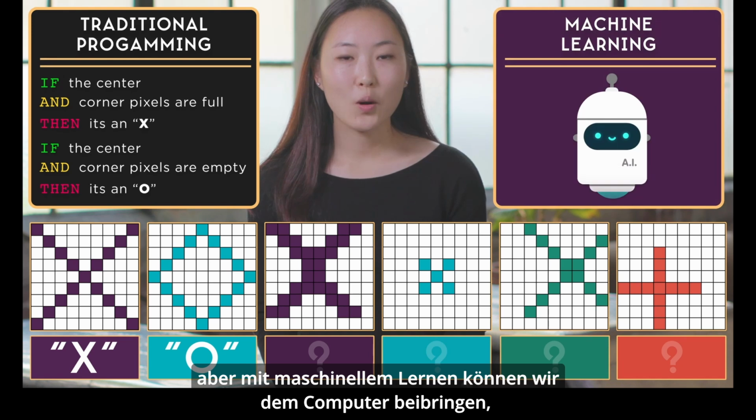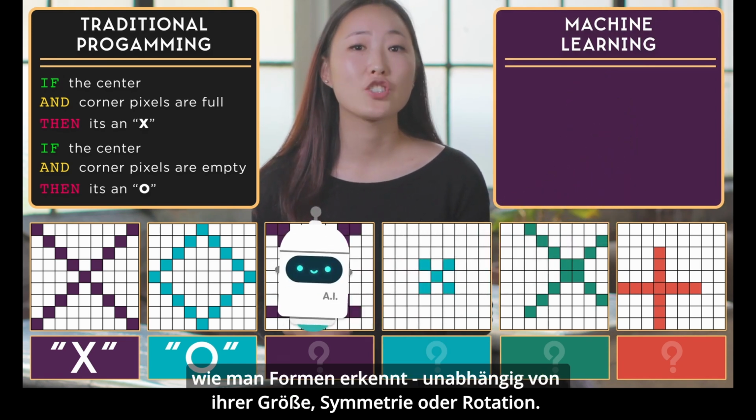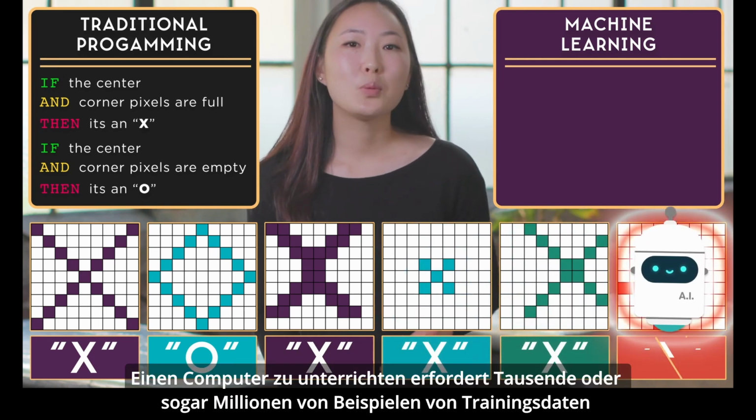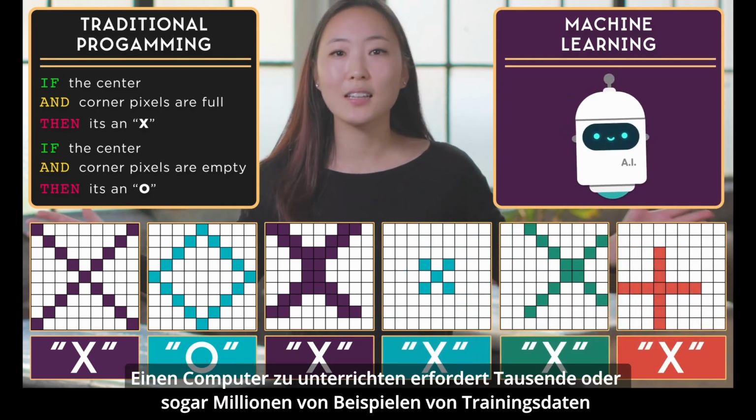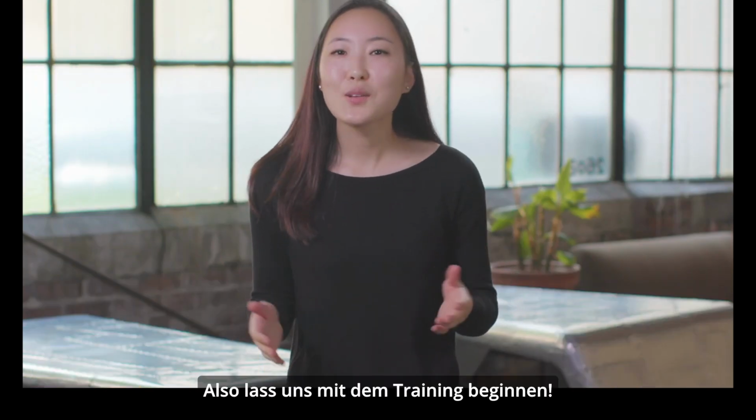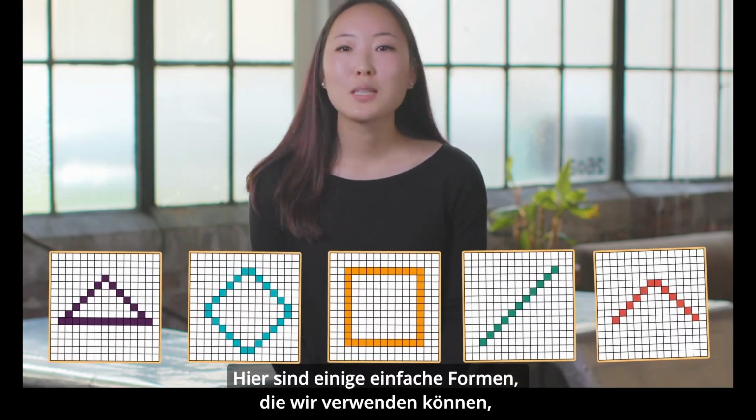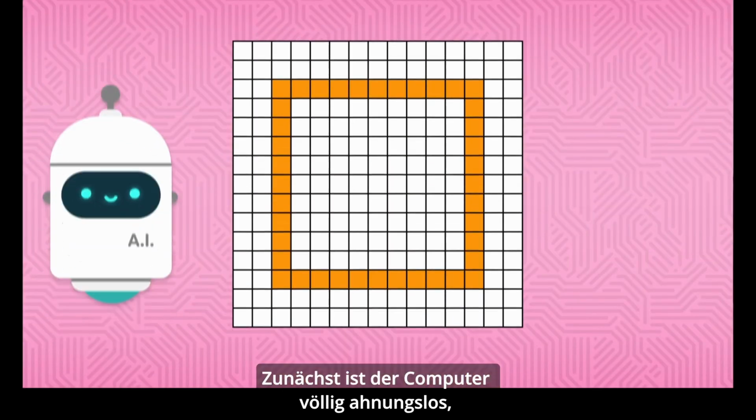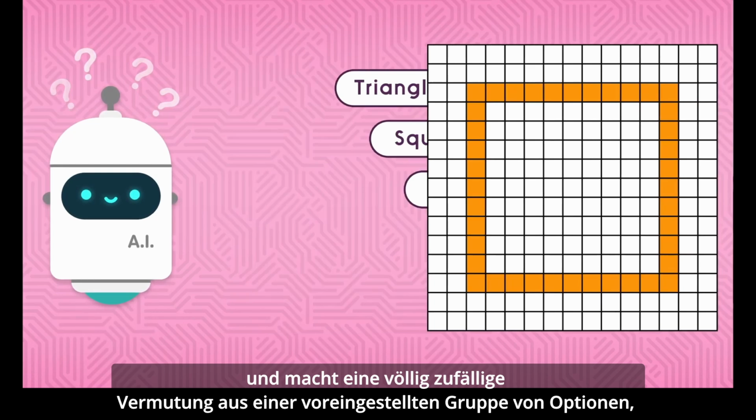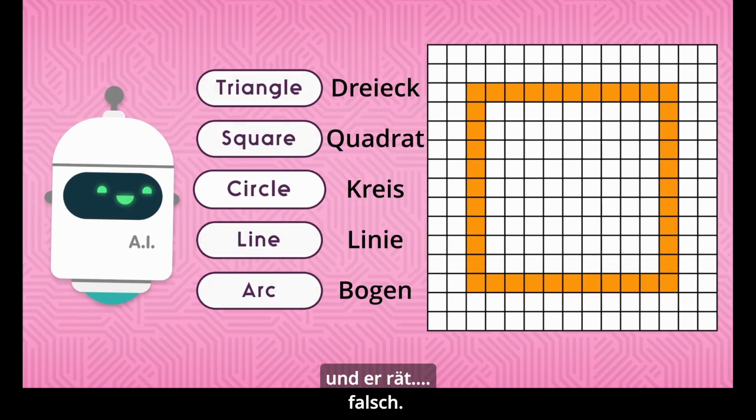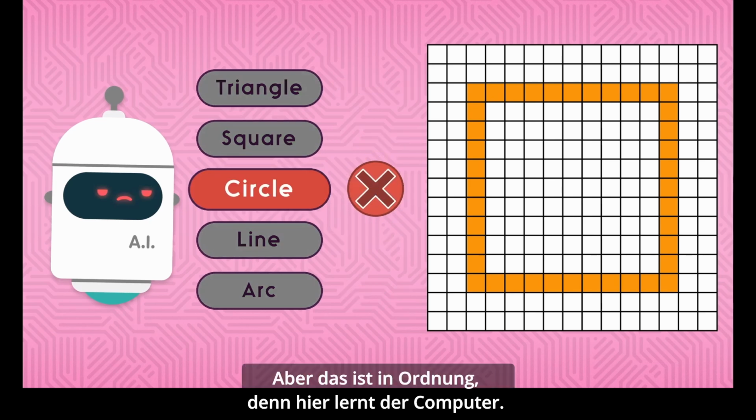But with machine learning, we can teach the computer how to recognize shapes no matter their size, symmetry, or rotation. Teaching a computer requires thousands or even millions of examples of training data and a whole lot of trial and error. So let's start training. Here are some simple shapes we can use to train the computer to see. At first, the computer is completely clueless and makes a totally random guess from a preset group of options. And it guesses wrong. But that's okay, because this is where the computer learns.